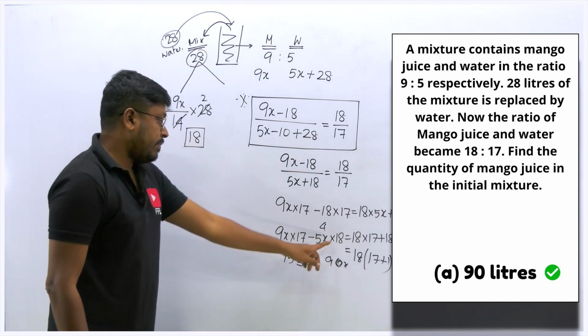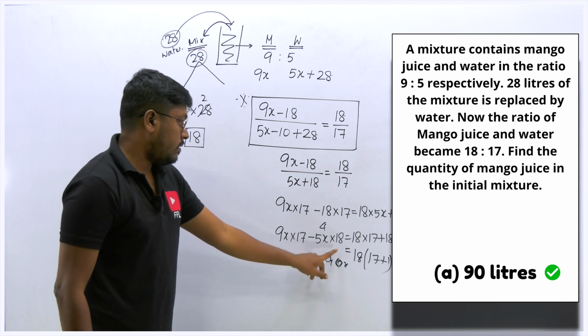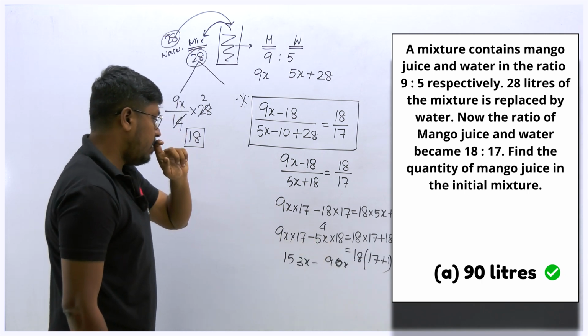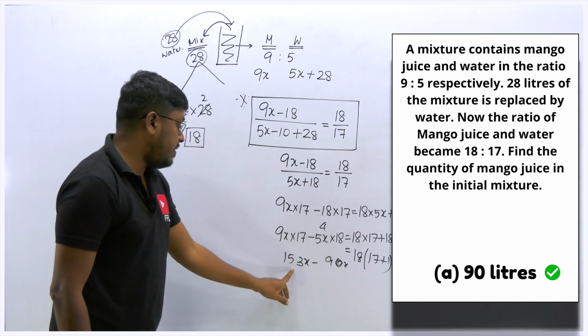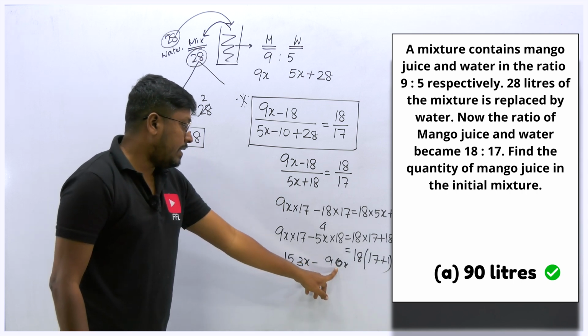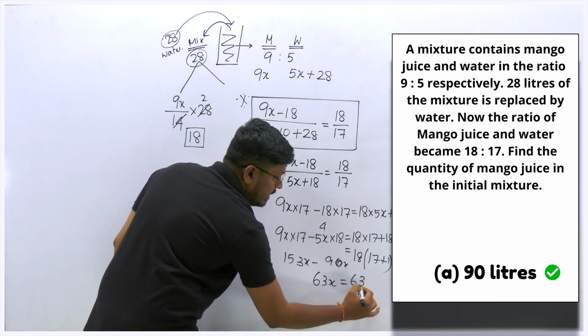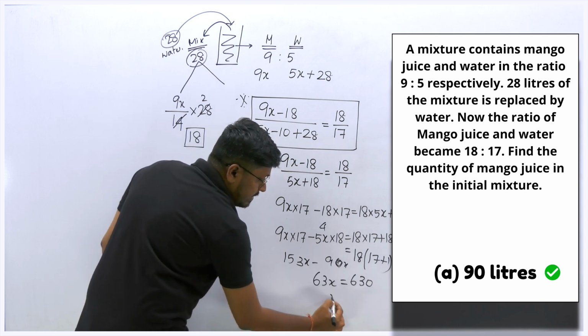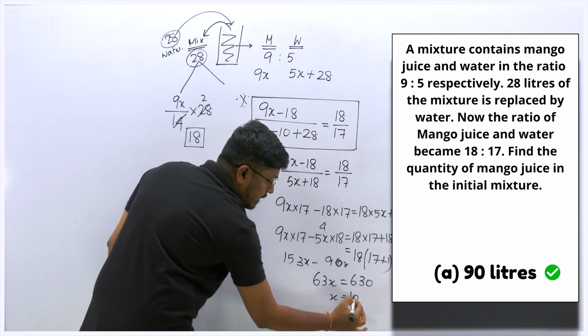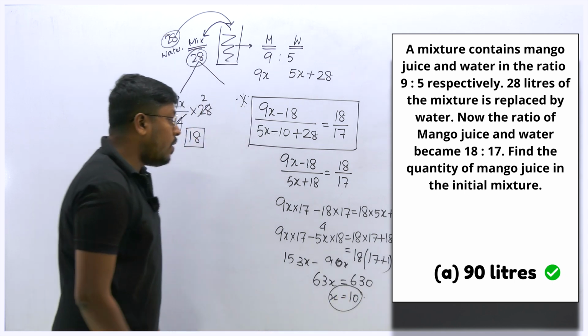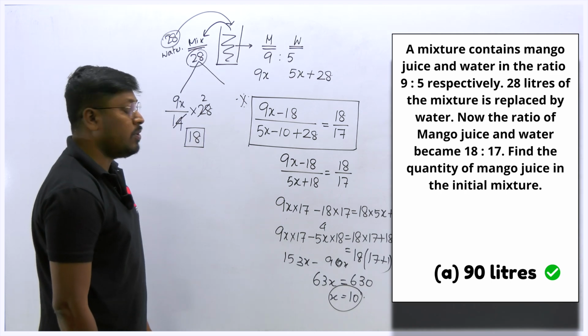So 153x minus 90x, here we have 63. So 63x is equal to 630. So now we can say that x is equal to 10. So friends, finally we got the value of x equal to 10.